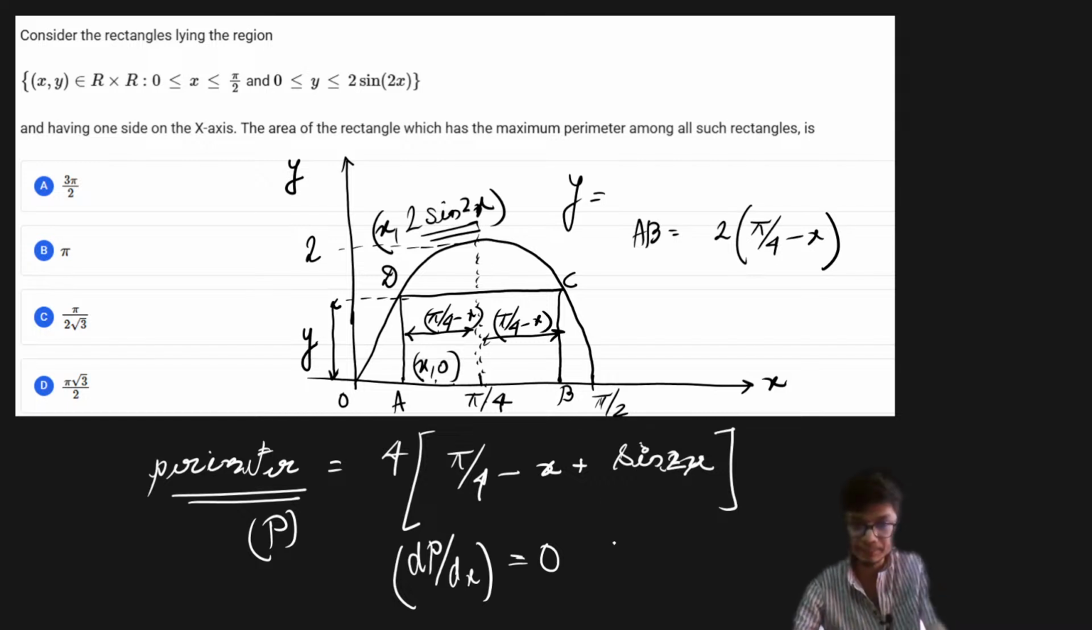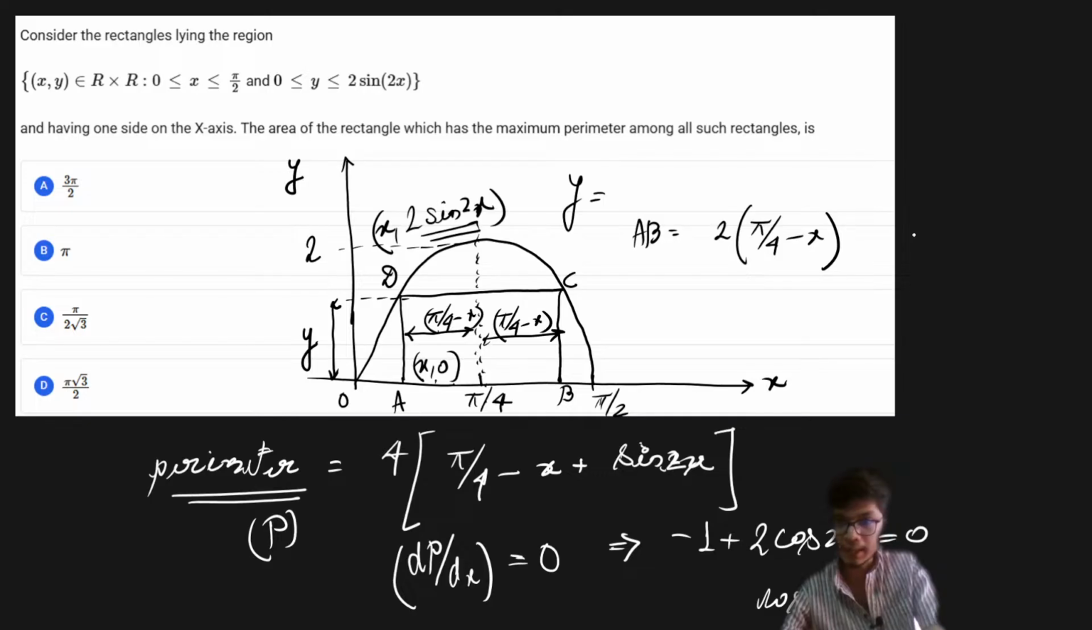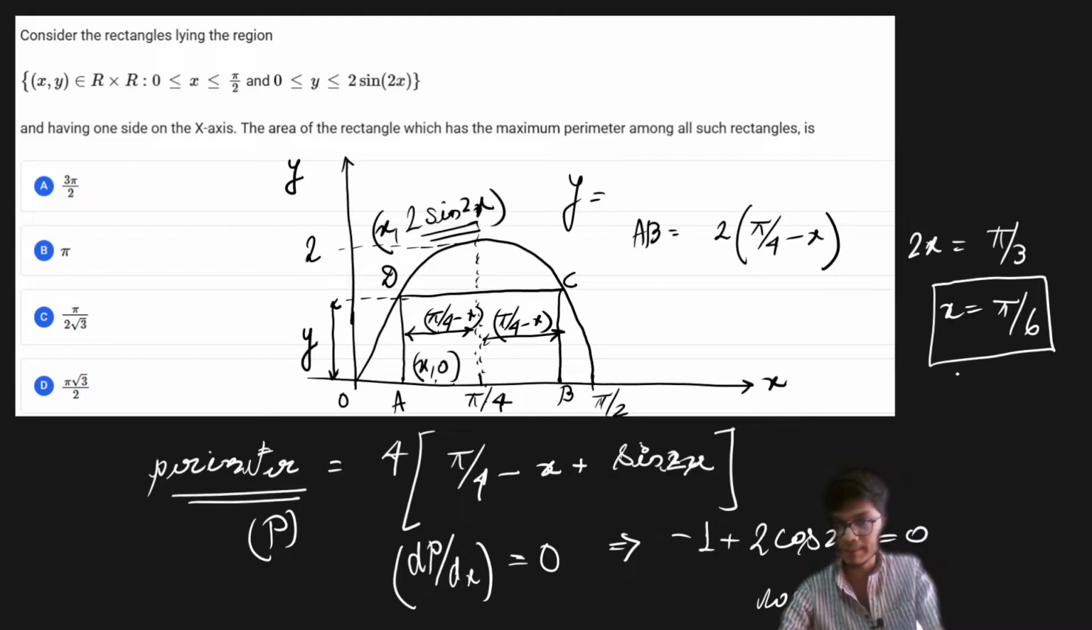If I do that, I will get 1 plus 2 times cos of 2x equal to 0, which gives cos of 2x equal to 1 upon 2. Therefore 2x is equal to pi upon 3, so my x will be equal to pi upon 6. Why am I taking pi upon 6? Because my x lies between 0 and pi by 2, I cannot take any other values.